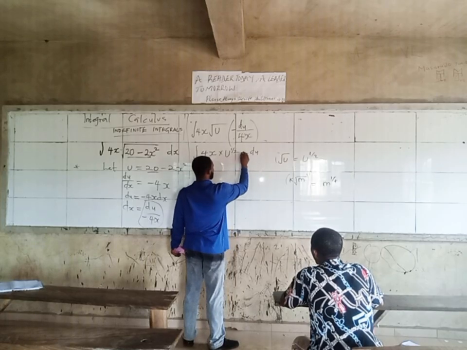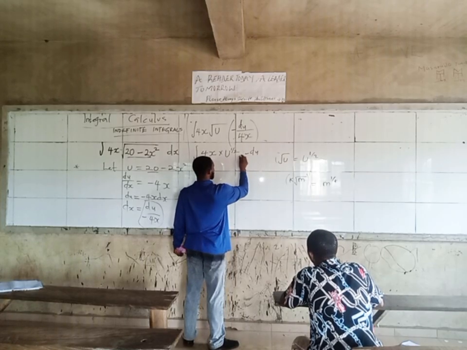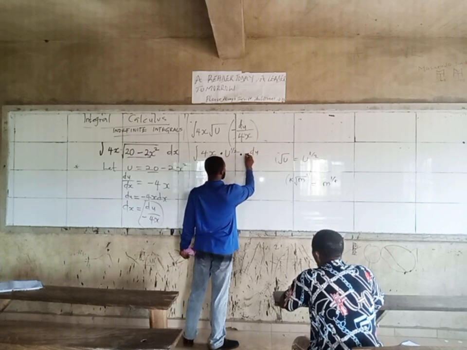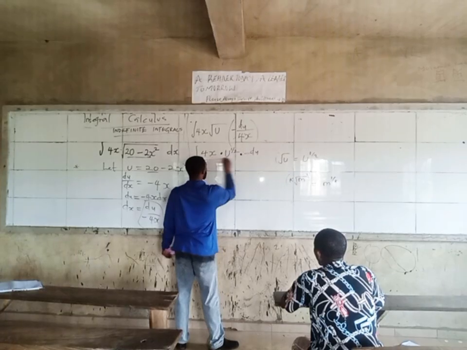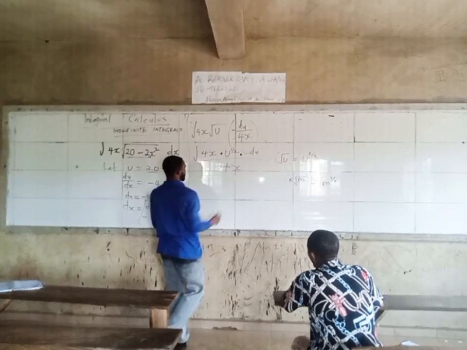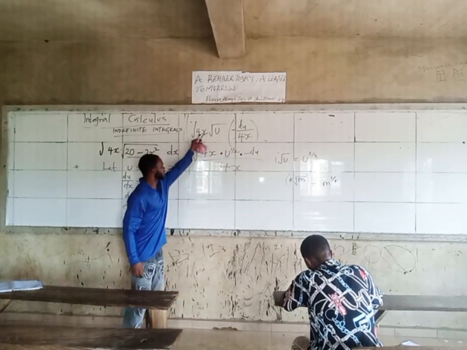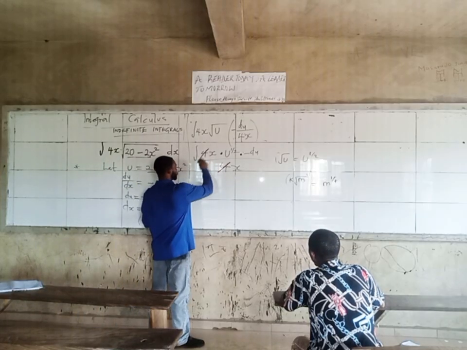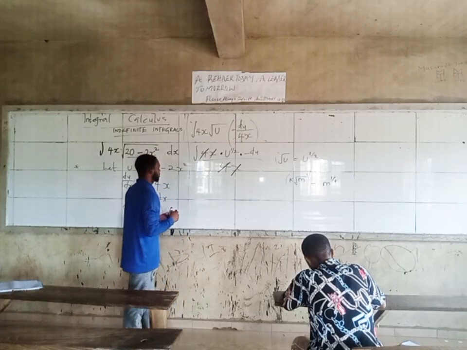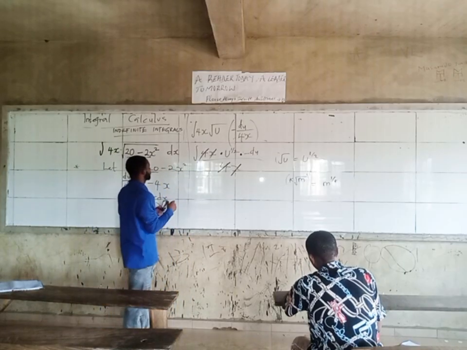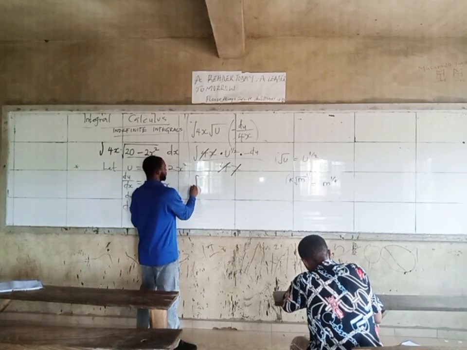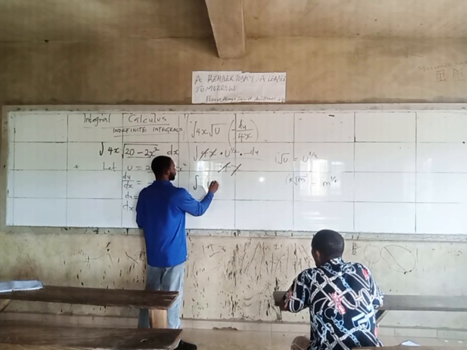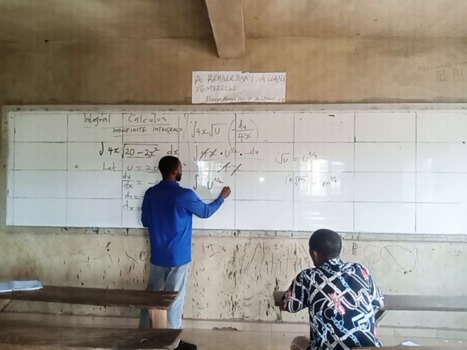Okay, let me do it this way. Times minus du, everything here over 4x. This and this, they are the same thing. So you can see that since this is 4x, you can cancel: 4 cancels 4, x cancels x. So that I now have the integral of u raised to the power half.